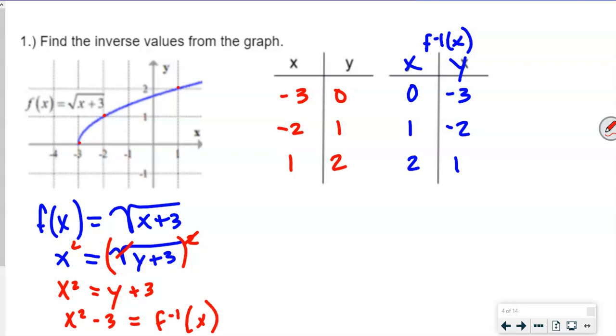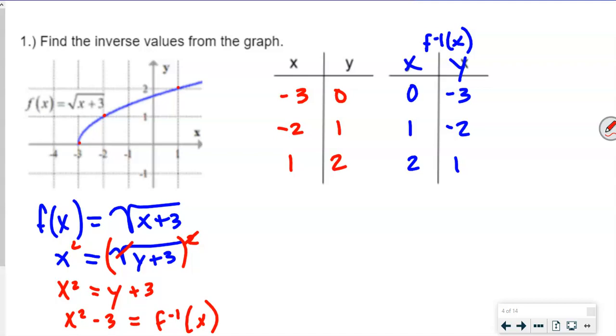And again, we could do our horizontal and vertical line test here to determine if the inverse is a function. The original is a function because the vertical line test tells us it's a function. And if we do the horizontal line anywhere, it does not intersect the graph more than once. So the inverse is also going to be a function.